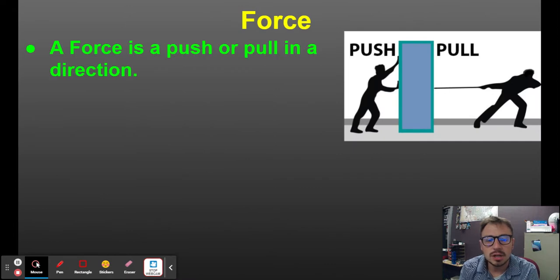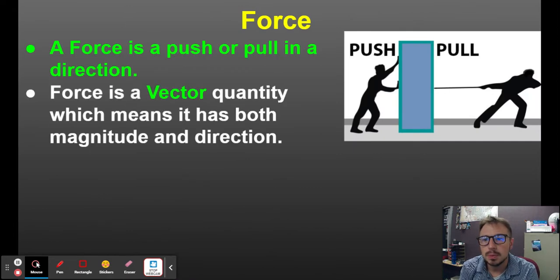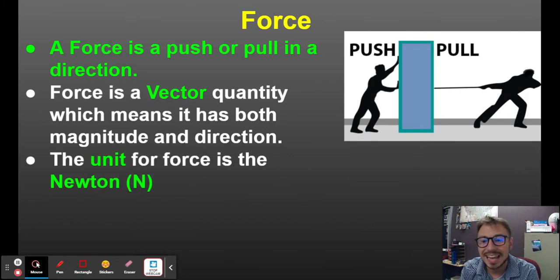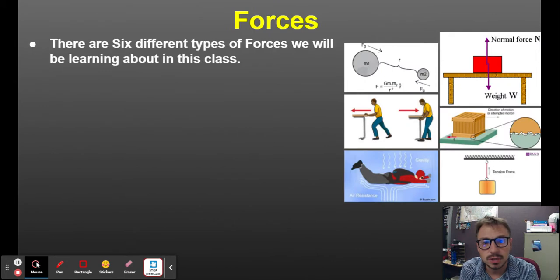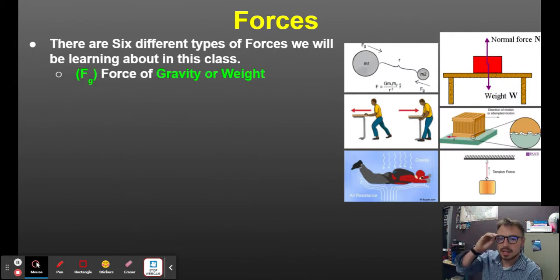So now let's talk about force. A force is a push or a pull in a direction. A force is a vector quantity, which means it has both magnitude and direction. And the unit for force is the Newton. Now we can represent a force by a line with an arrow to indicate the magnitude and direction of that force.